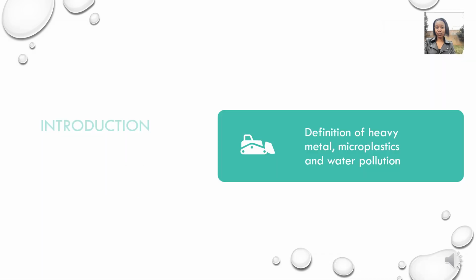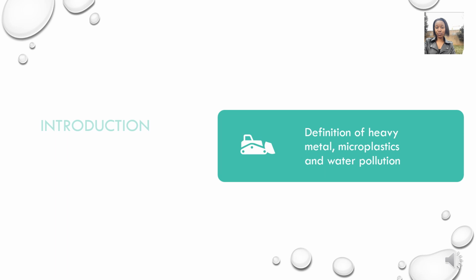First, we're going to start with the definition of terms. Heavy metals are metals of relatively high density or of high relative atomic weight. Water pollution is the contamination of water bodies with a negative impact on their users, usually as a result of human activities. Microplastics are small plastic particles that originate from a variety of sources. So we have primary microplastics and secondary microplastics.